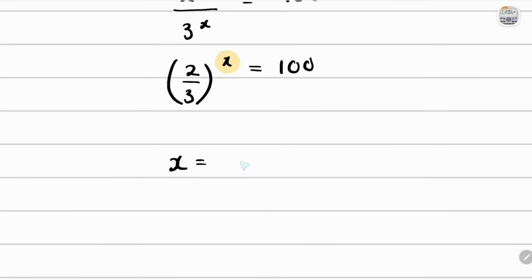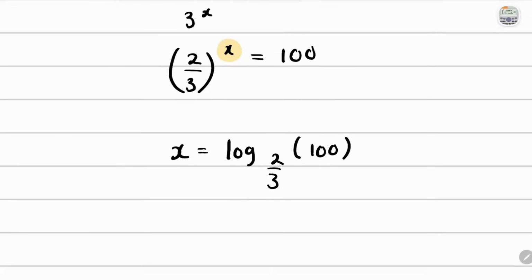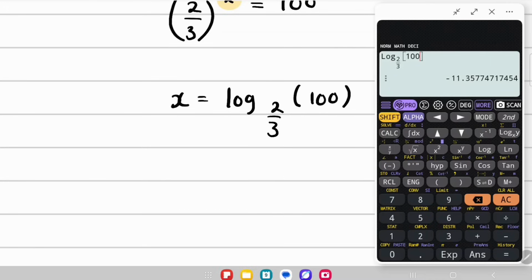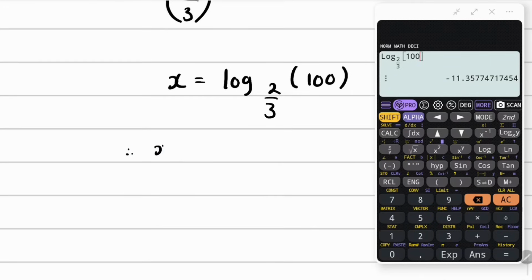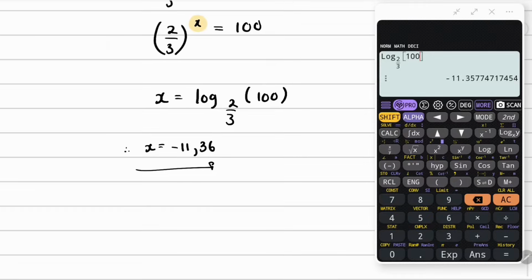So we'll say that x is equal to log, and our base is 2 over 3, and that answer was 100. And let's go ahead and find out what this gives us. And this is equal to, so x is finally just equal to -11 point, and that's going to round that 5 up to a 6, so 0.36. And that is the value of x.